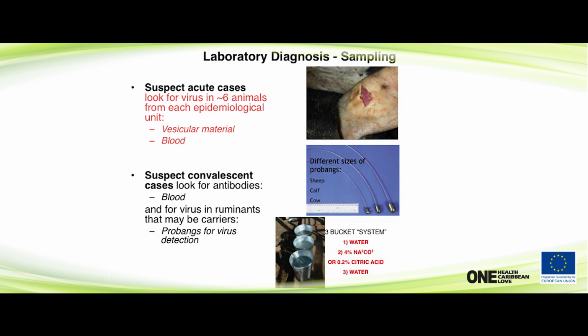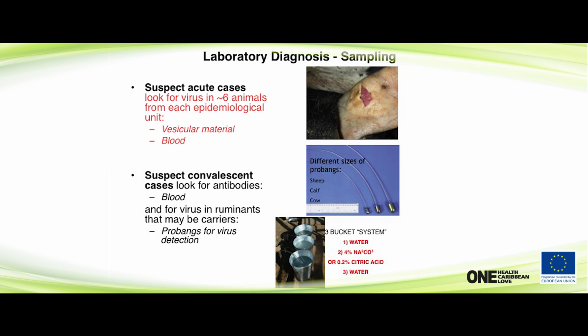If you have a suspect acute case, you should look for virus in about 6 animals from each epidemiological unit. It's a balance between taking enough samples to be certain and not wanting to overwhelm the laboratory. So for vesicular material, you should try to take as large a piece of epithelium as possible. It should be put into buffered phosphate saline with 50% glycerol to stop bacterial growth.